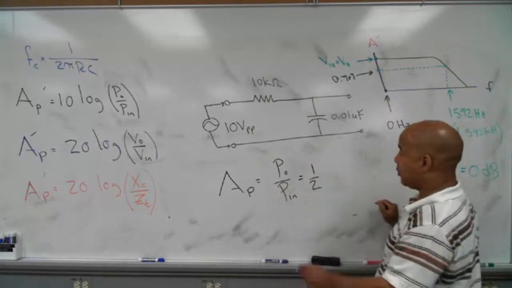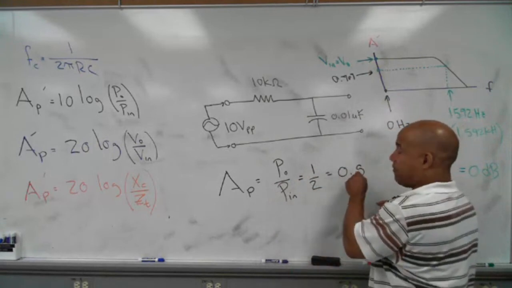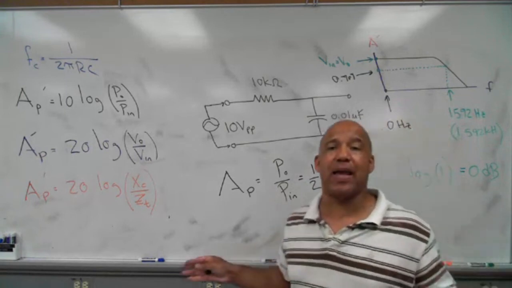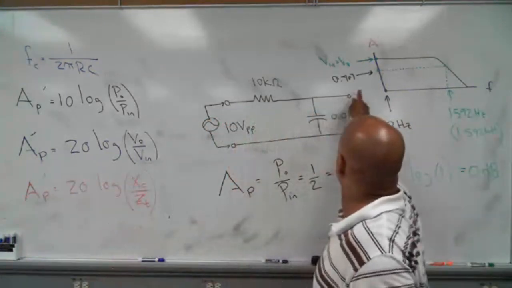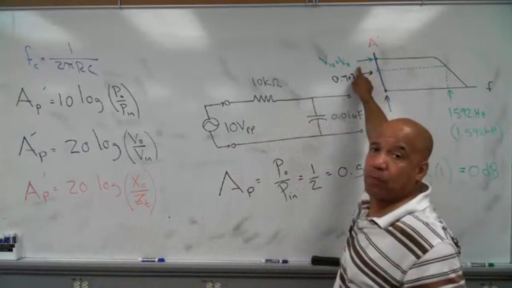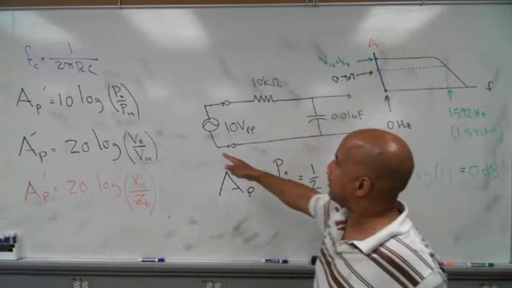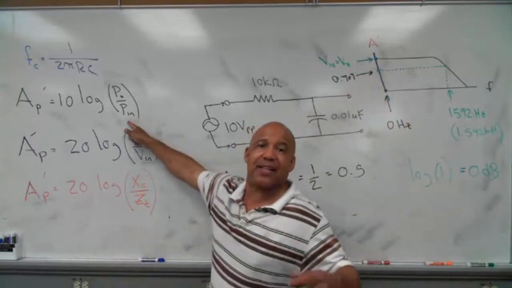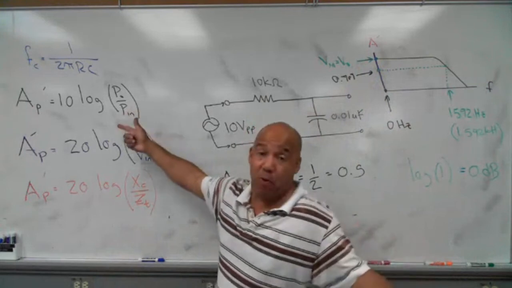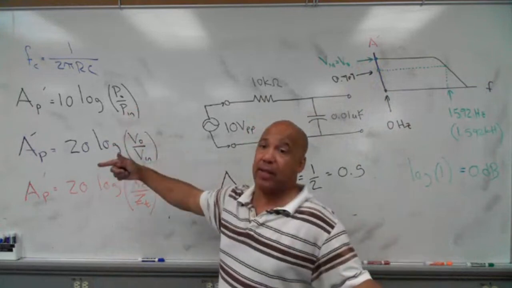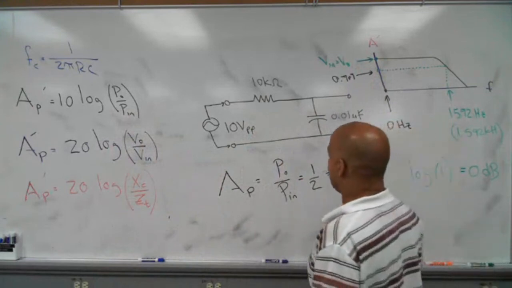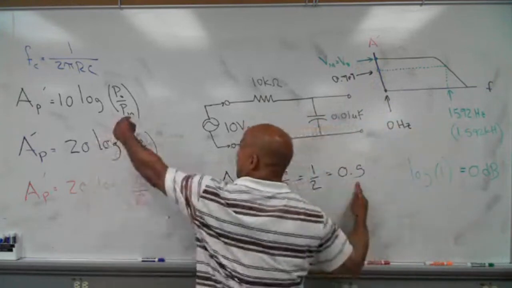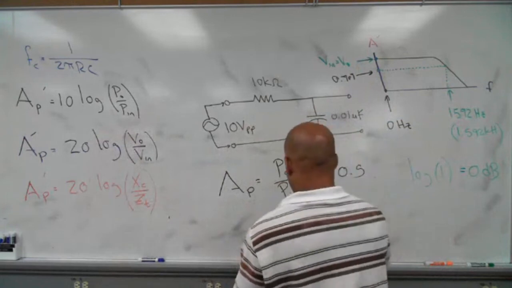1/2, which is equal to 0.5. So without knowing my input power, without knowing my output power, I know that the power at that point right there is half my total power. So I kind of know something about this number right there. That at the half power point, the 0.707 point, the power ratio is equal to 0.5. So all you gotta do is take that 0.5 and put it into here, your answer.